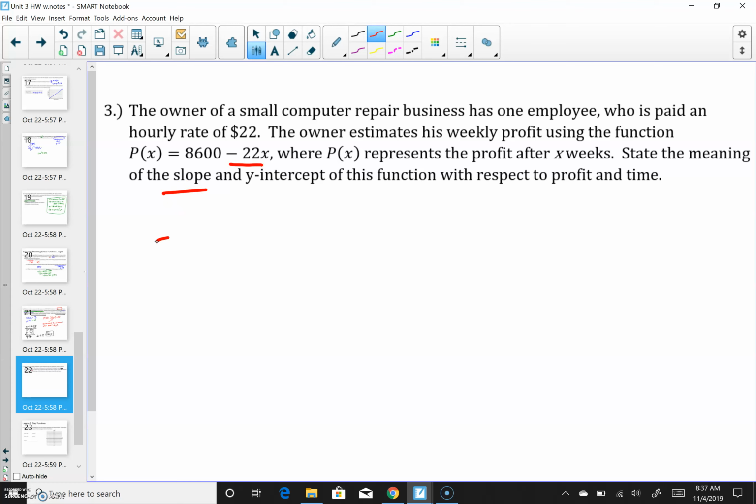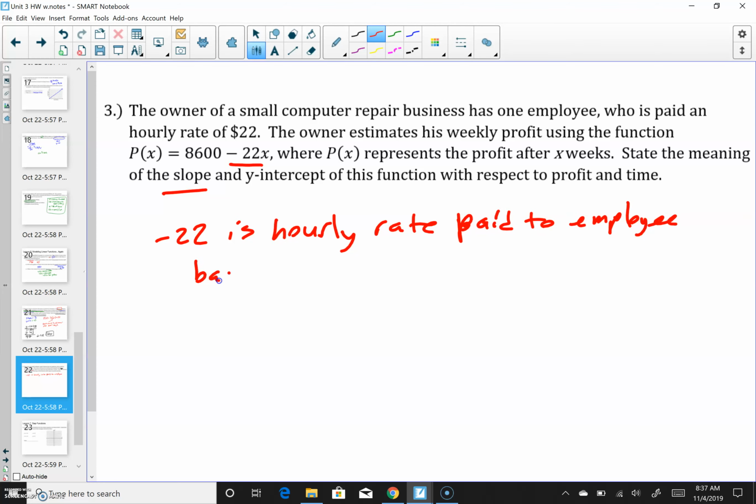So our slope right here, the negative 22, is the hourly rate paid to that one employee based on x hours that he has worked. So $22 an hour times the number of hours that he's going to work is going to be the total amount of money that he is going to pay the employee.